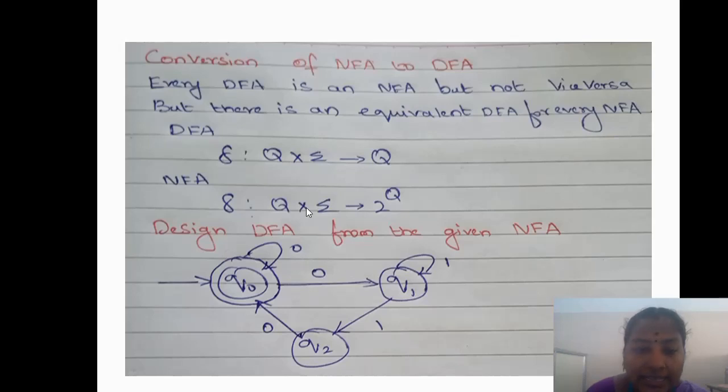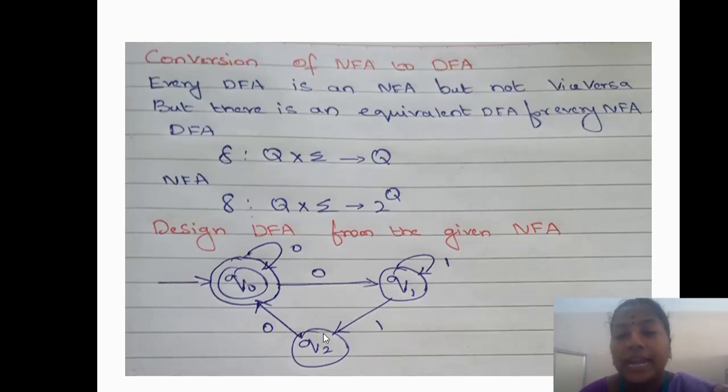So let us see an example of how we are going to convert this given NFA into a DFA, that is, how to design a DFA from the given NFA. This is a state transition diagram. From this state transition diagram, you are going to convert it to your DFA.